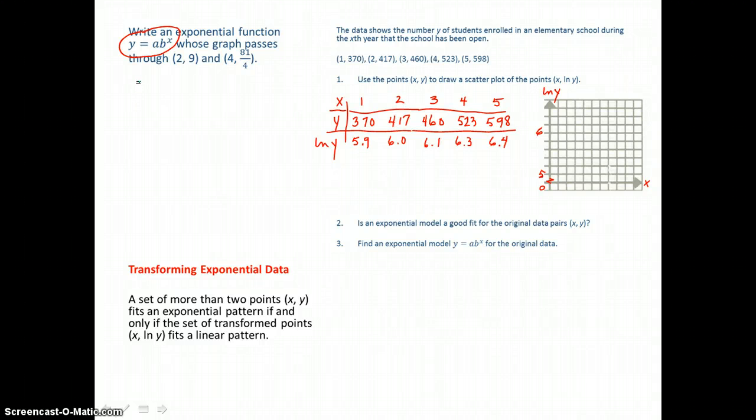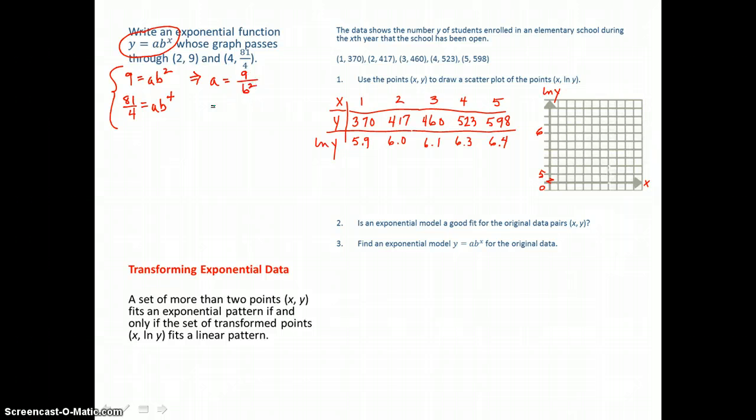So we can write a system of equations using the ordered pairs that are given. Our first y value is 9, and it's equal to ab raised to the x power, which is 2. And our second y value is 81/4, and it's equal to ab raised to the x power, which is 4. Solving this system of equations for a and b, I'm going to use substitution. I'm going to solve for a in that first equation. So a is equal to 9 over b squared.